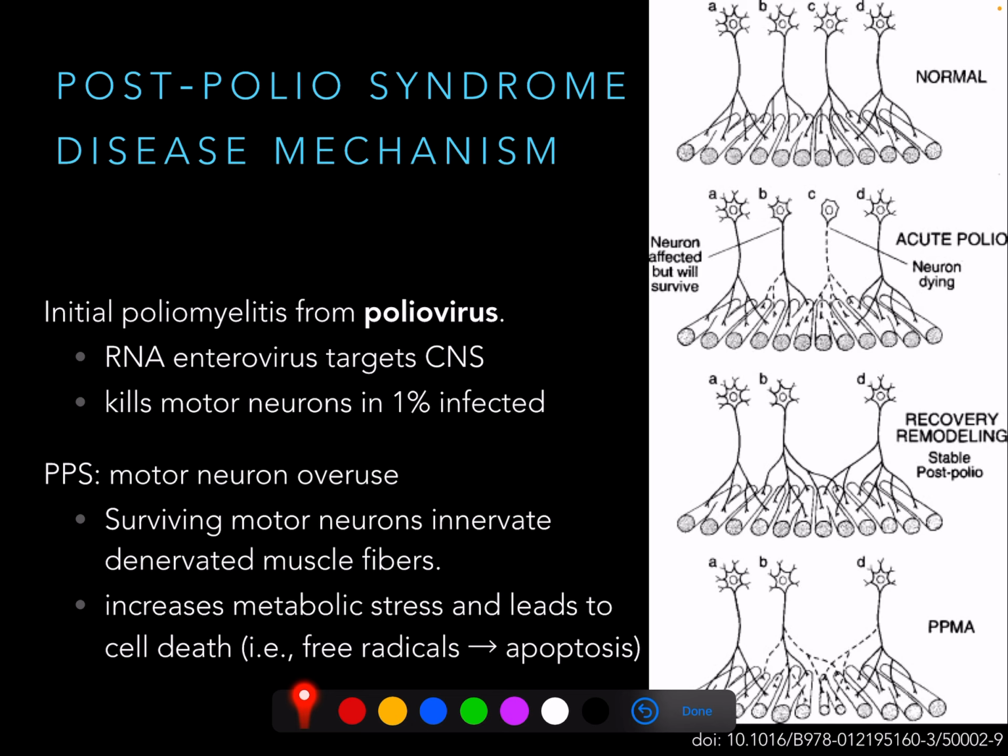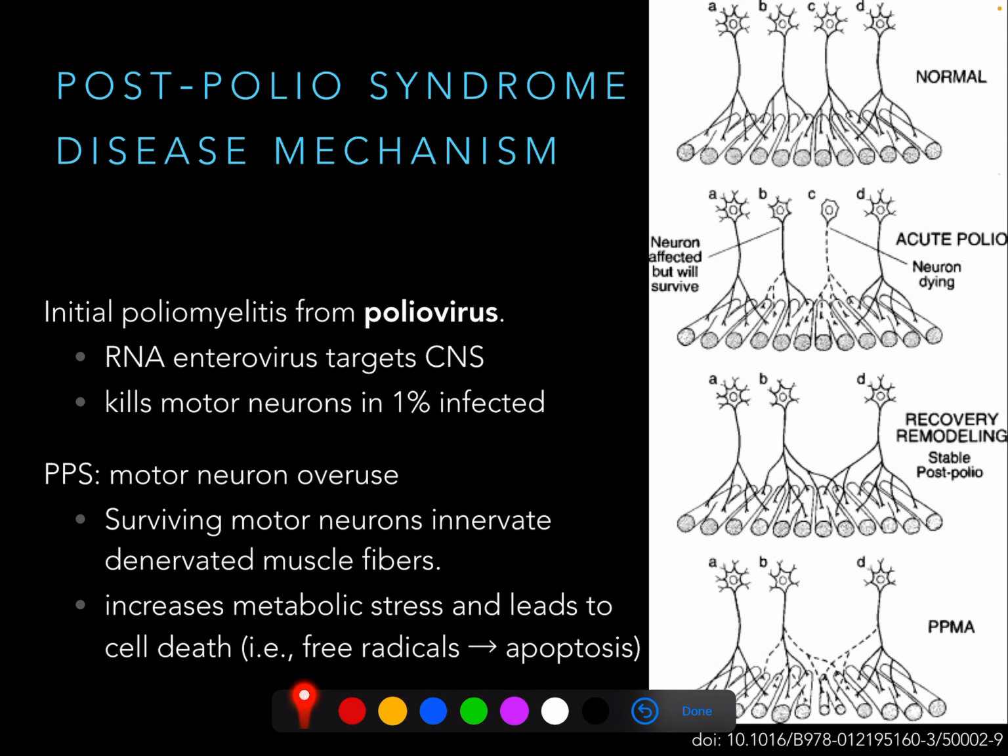So the polio virus infects motor neurons and kills them off. So in the acute polio infection, we'd kill off motor neurons. So this one was unlucky. Boom, it's gone. Hey, we've left some muscle fibers without neurons innervating them. Well, the neighbors pick up the slack. They remodel, and now we recover our motor function. How nice.